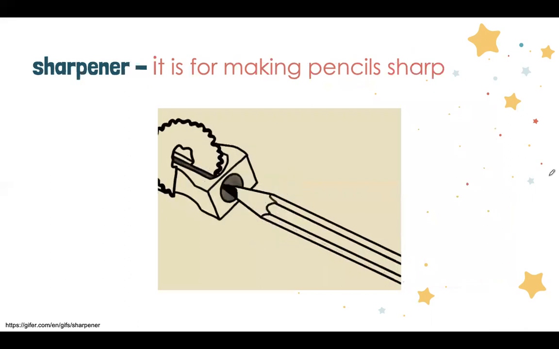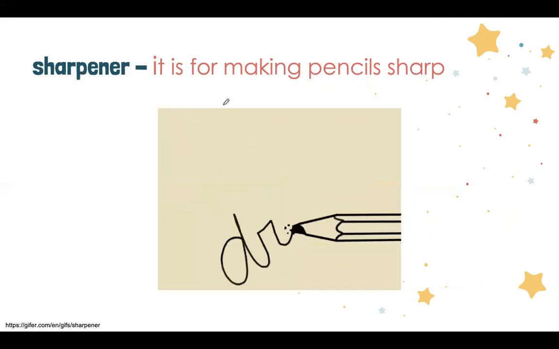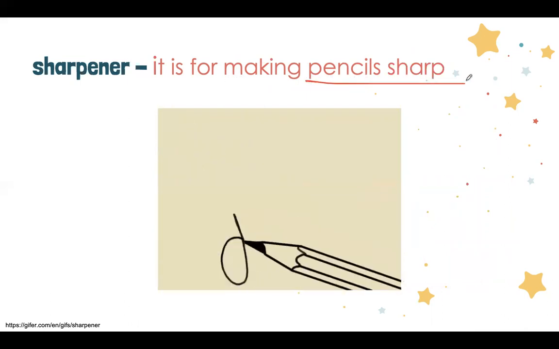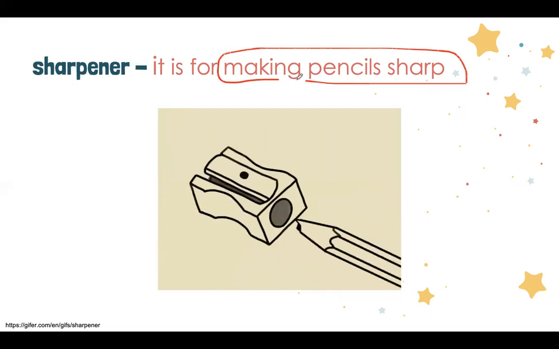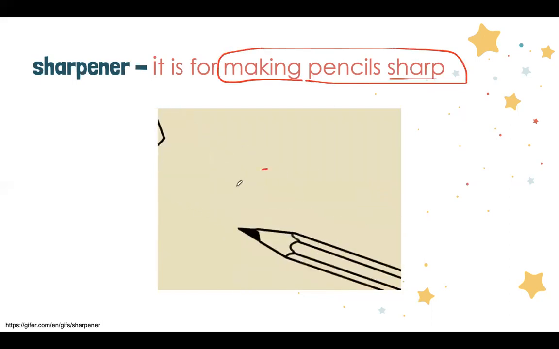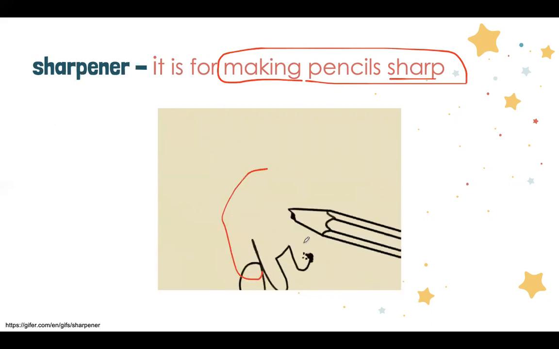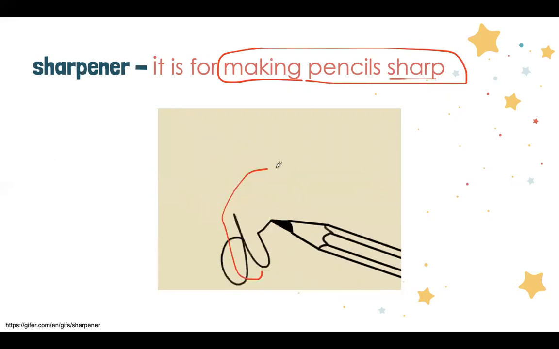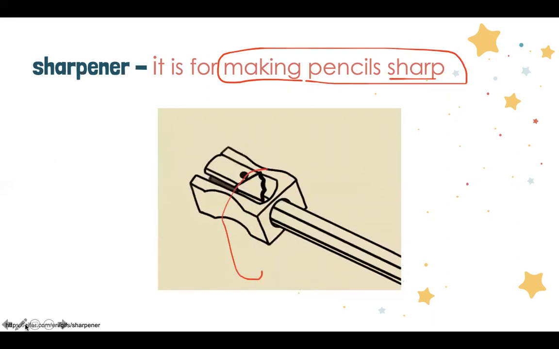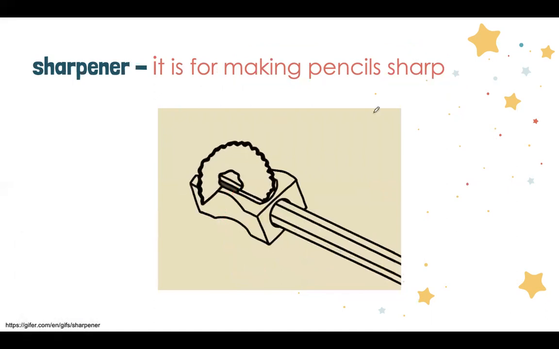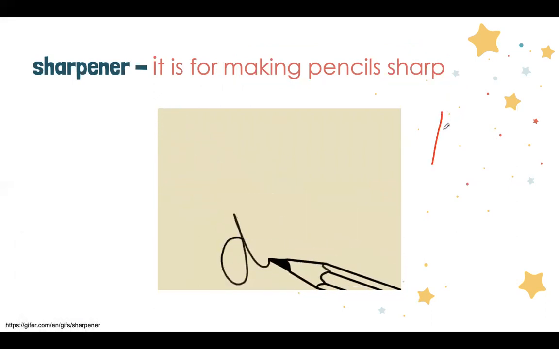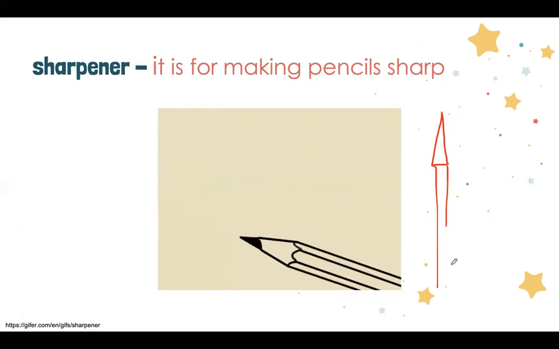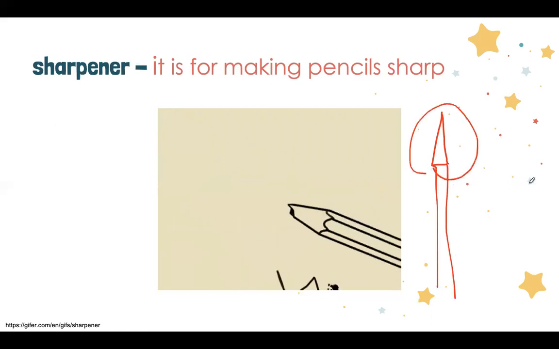Right, next is sharpener. Okay, sharpener, it is used for making your pencils sharp. Making your pencils sharp. Okay, sharp. What is sharp? Like this. That's sharp. Oh, it broke. Sharp. Like point. Pointy. Sharp, like that. Point. Oops, my pen is not sharp.